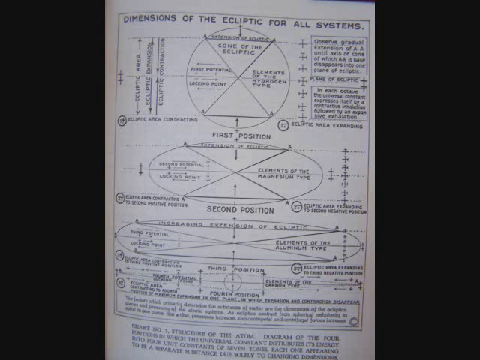This is chart number 3, structure of the atom, diagram of the 4 positions in which the universal constant distributes its energy into 4 unit constants of 7 tones each, one appearing to be a separate substance due solely to changing dimension.